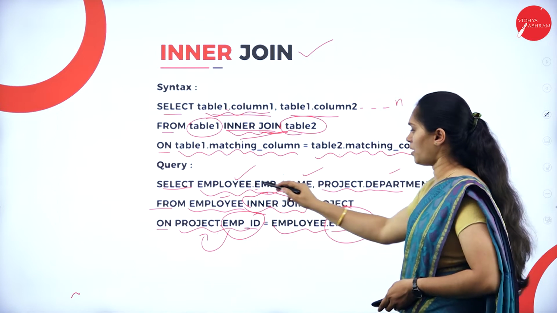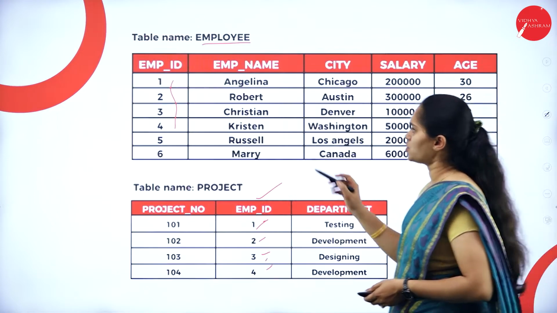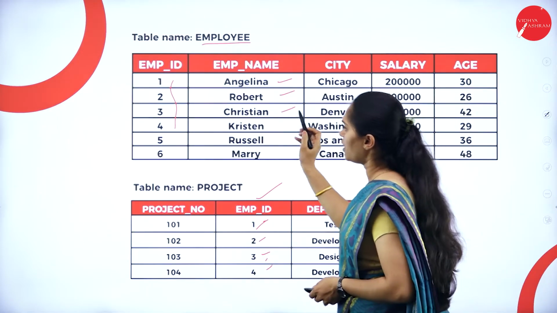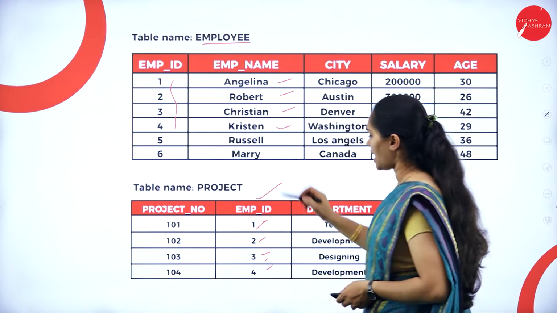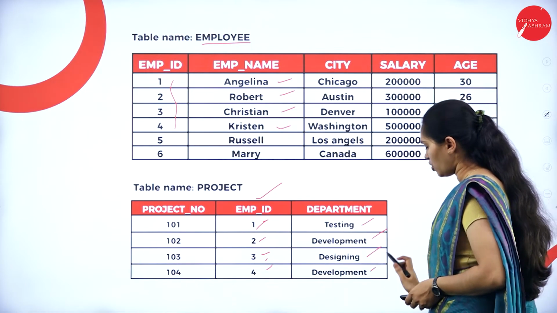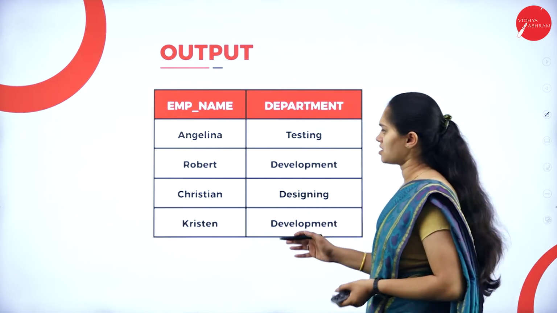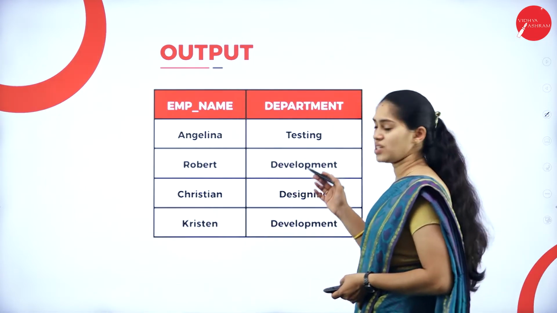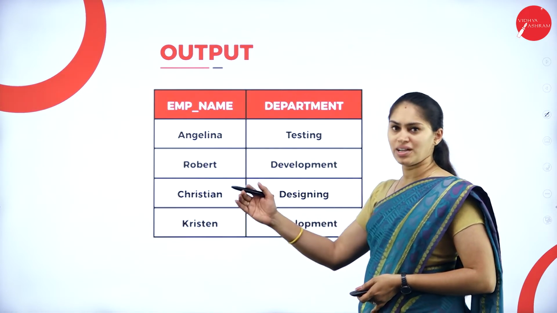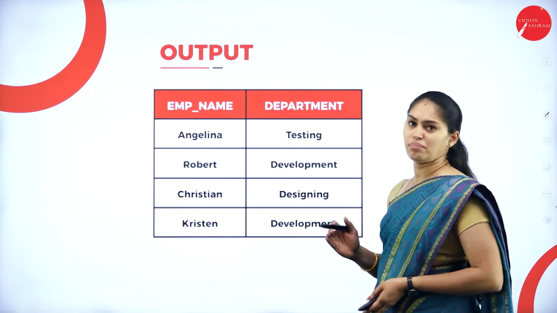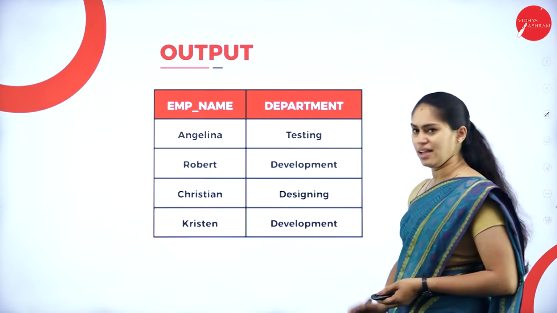We have to return employee name and department. So I have to take the employee name of these 4 rows as well as the rows of this department. Then the resultant will be like this. So these are the values which are matched between both the employee table as well as the department table. This is regarding inner join.